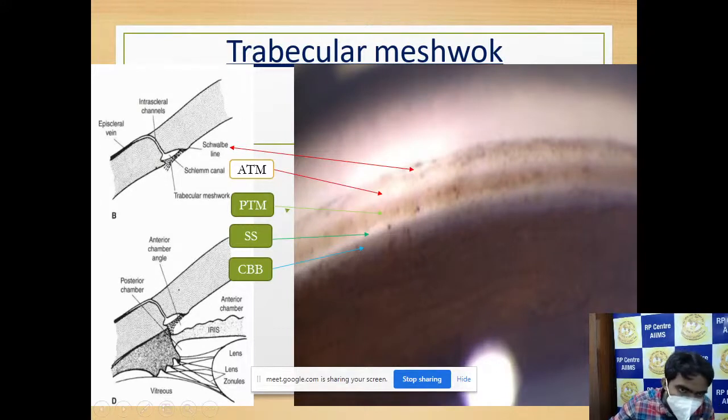Coming to the cross-sectional image, you can see Schwalbe's line with the trabecular meshwork, and these trabecular meshwork spaces open into Schlemm's canal. The intrascleral mid-scleral plexus communicates to the episcleral veins, and the venous system collects the aqueous and circulates it into the venous flow.